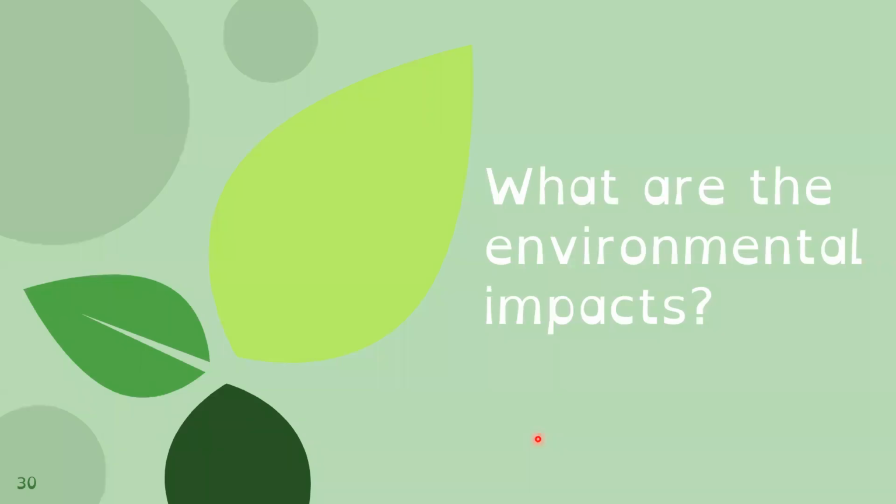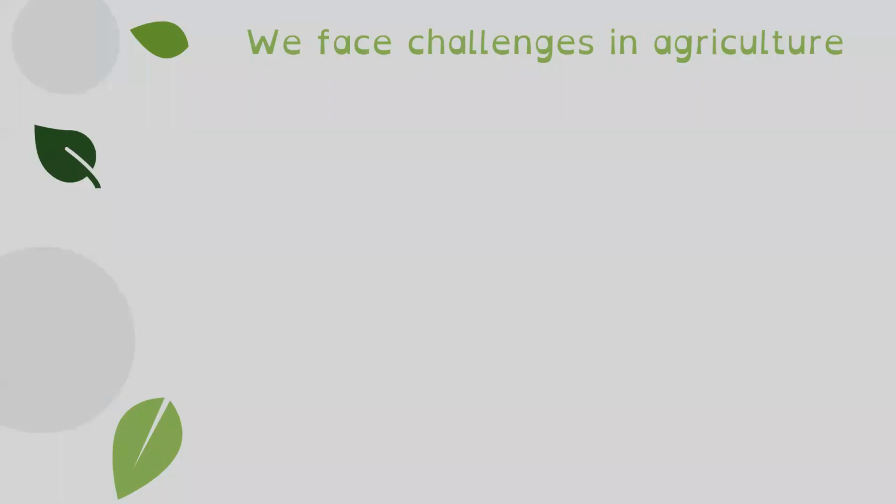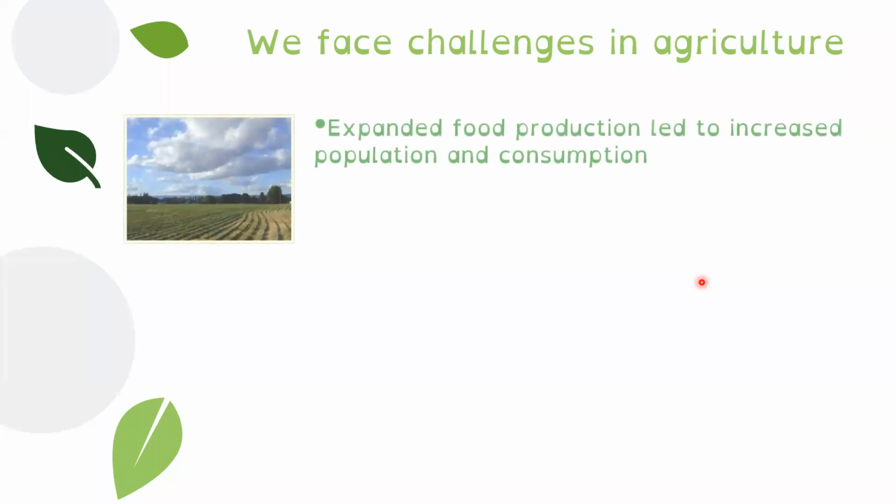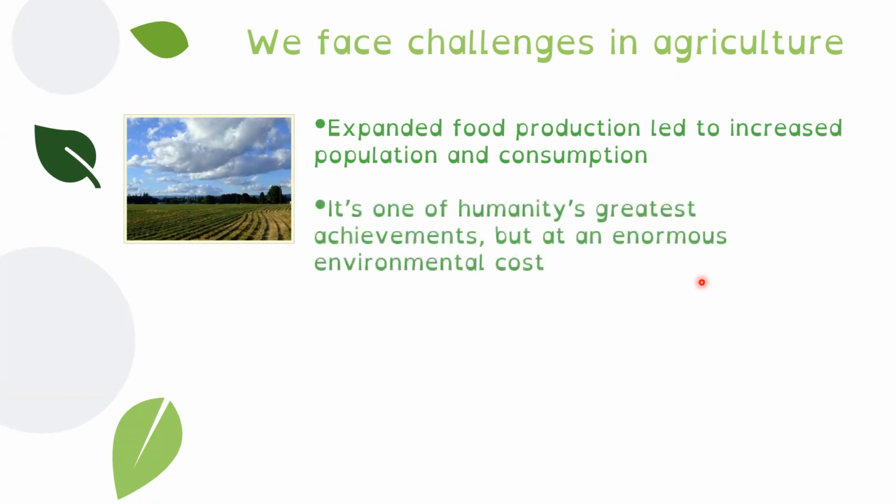So what are the actual environmental impacts? So we have faced challenges in agriculture. So expanding food production has led to increased population and consumption. So yes, we've been able to grow more food, which is great, but that has led to having a bigger population and consuming more food and therefore needing to grow even more food. It's one of our greatest achievements, but it also has an enormous environmental cost.